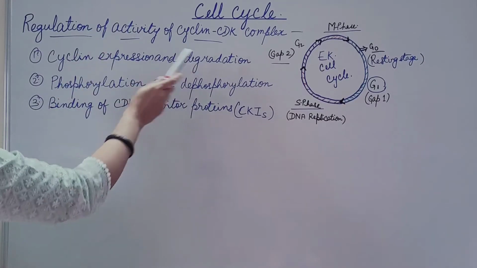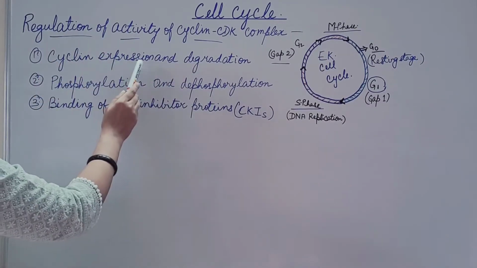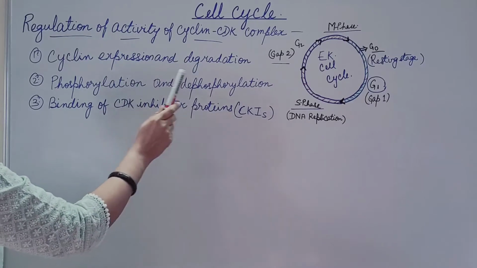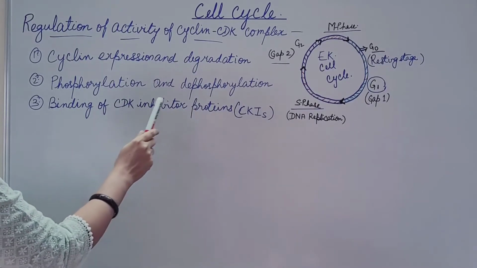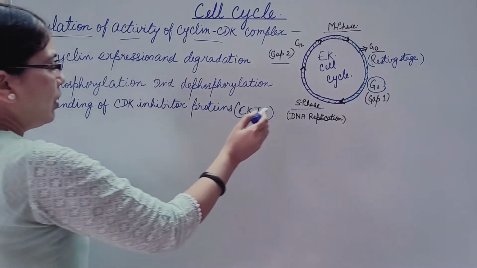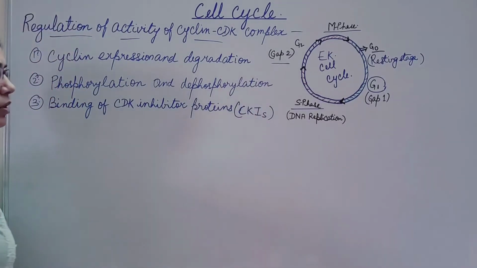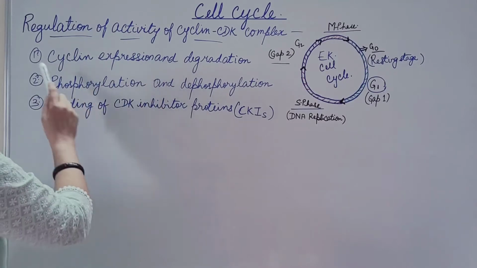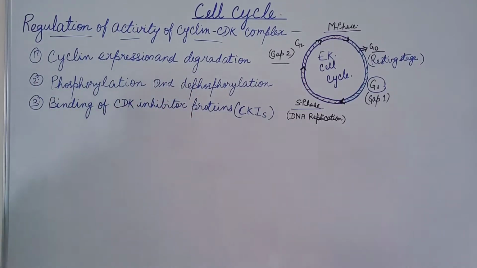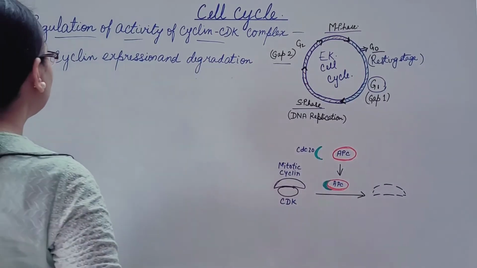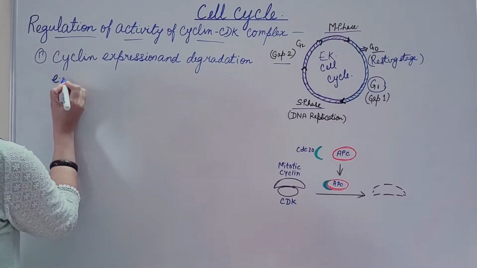Their activity is regulated in three ways: cyclin expression and degradation, phosphorylation and dephosphorylation, and third is binding of CDK inhibitor proteins, or CKIs in short. So let us discuss them one by one. First is cyclin expression and degradation. Let us understand with an example.